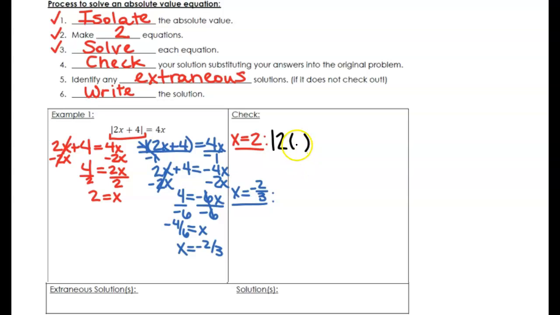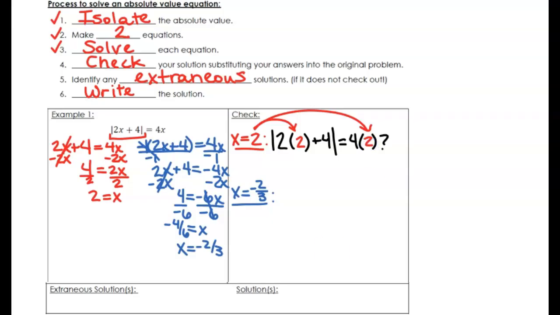I'm leaving that open because I'm going to insert an x in a second. The absolute value of 2 times x plus 4, close the absolute value, and it equals 4 times x. Now I'm not sure if this is correct, so I'm putting a question mark. But what I want to check is the 2. So I'm going to insert this x value here and see what happens.